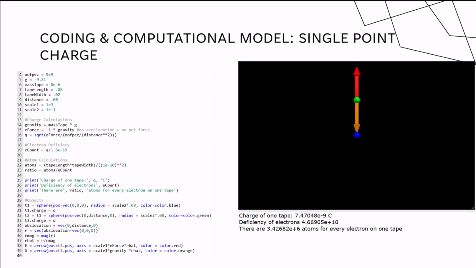So the green dot would be the top tape and the blue dot the bottom tape, and there's gravitational force acting on the green top tape as well as electric force from the bottom tape. And then we can also see the values from the computational model below.